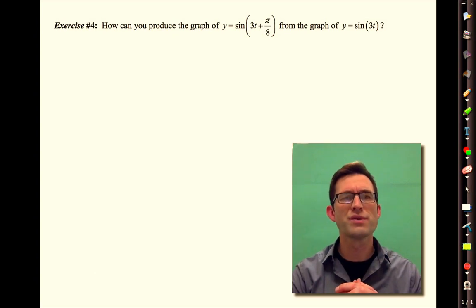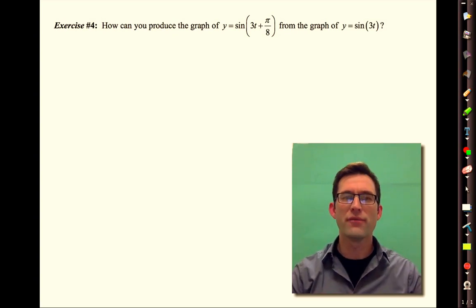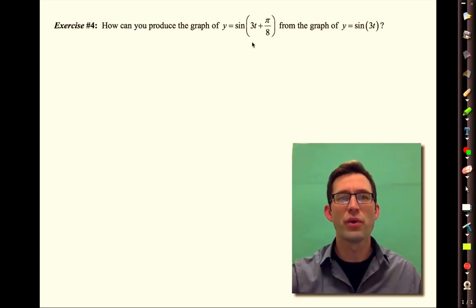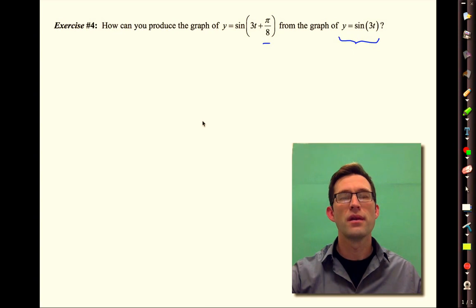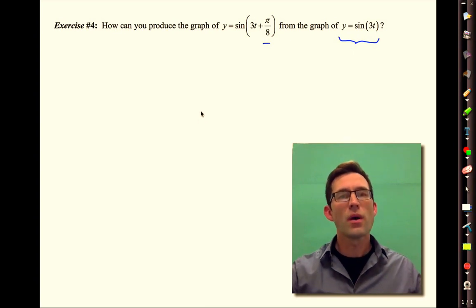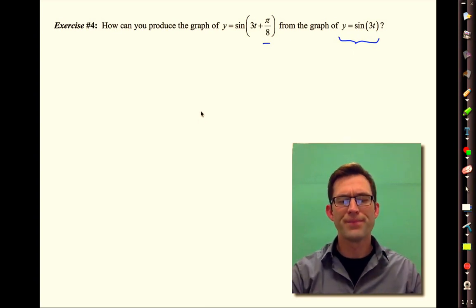Okay, exercise 4 says, how can we produce the graph of y equals the sine of 3t plus pi over 8 from the graph of y equals sine of 3t? Okay, so I want you to pause the video for a little bit and think about how you must have horizontally shifted y equals sine 3t to get y equals sine 3t plus pi over 8.